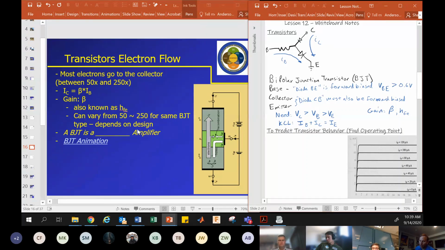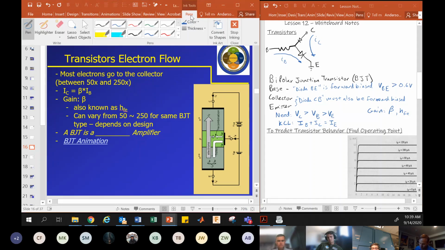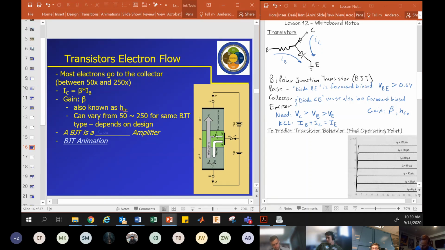So can we fill in the blank here? It's a what amplifier? Current. Current, very good. Current amplifier. Are you guys okay with that? Would you like a current amplifier? Would you like a different type of amplifier?